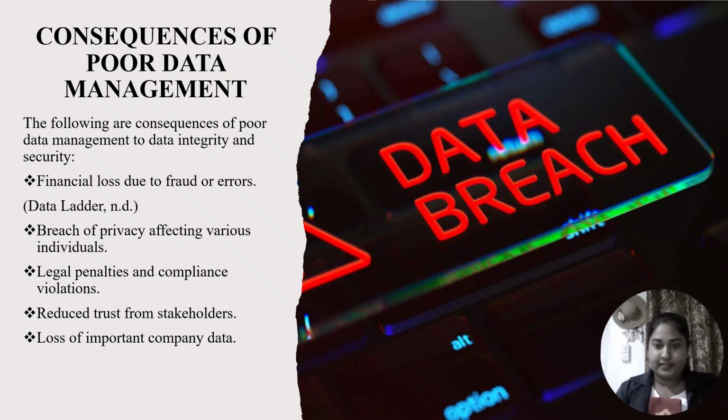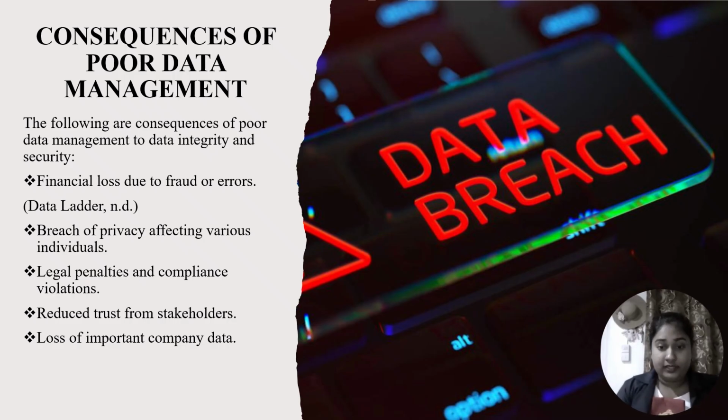Consequences of poor data management. Poor data management can cause financial loss due to errors or fraud. For example, if a payroll system calculates salaries incorrectly, employees may be underpaid or overpaid, which costs the organization money.